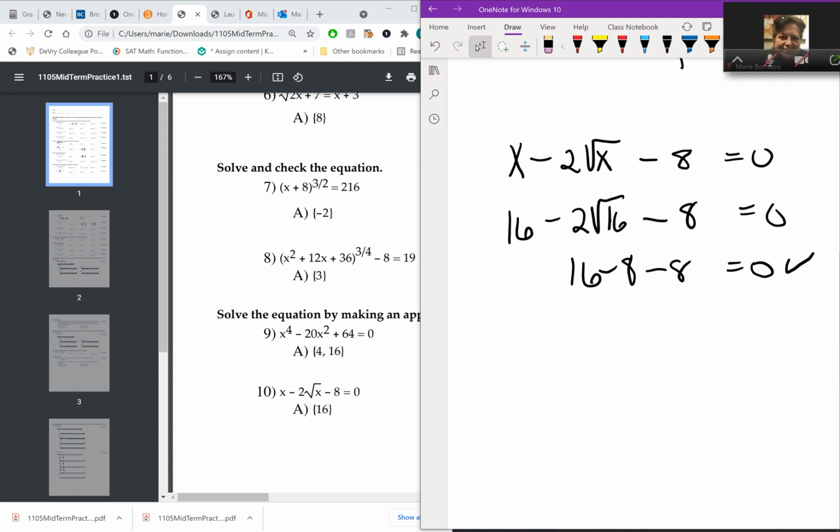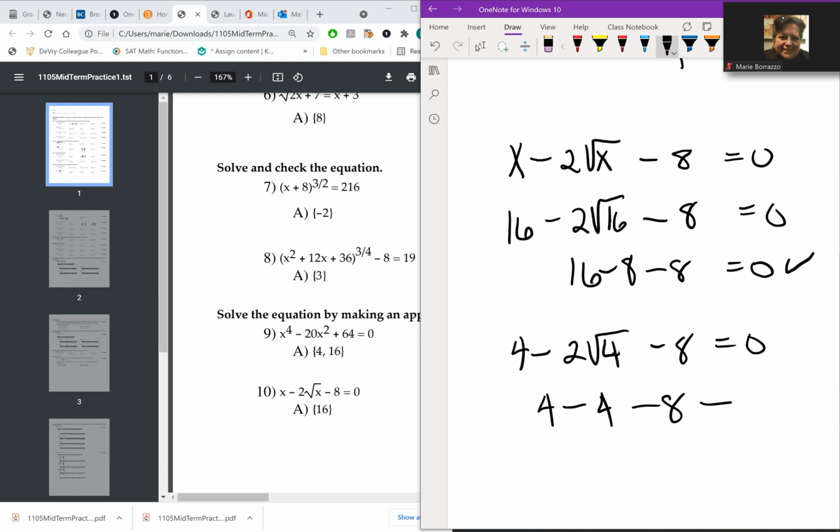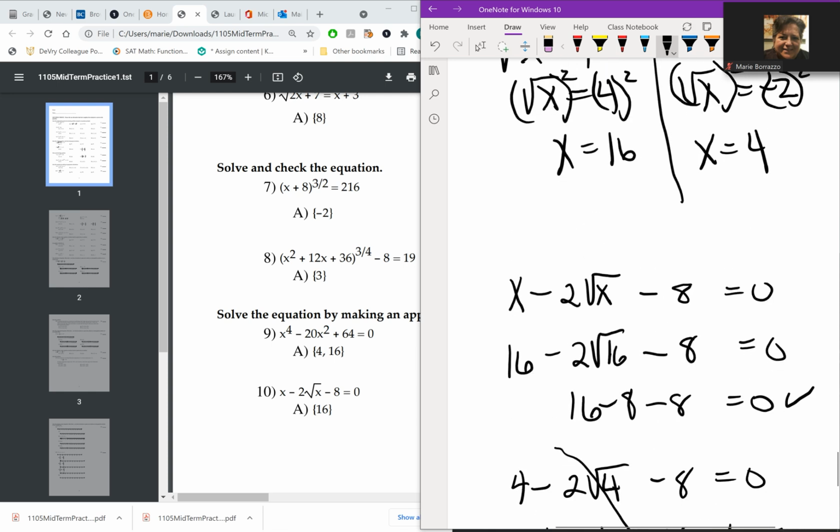The other value you're going to input is the 4. So we're going to take the 4 and we're going to say, okay, it does 4 minus 2 times square root of 4 minus 8 equal to 0. And this is going to give you 4 minus, square root of 4 is 2, times negative 2 is negative 4. Minus 8 is not equal to 0. So 4 is not one of your solutions. So you can eliminate that as a solution.